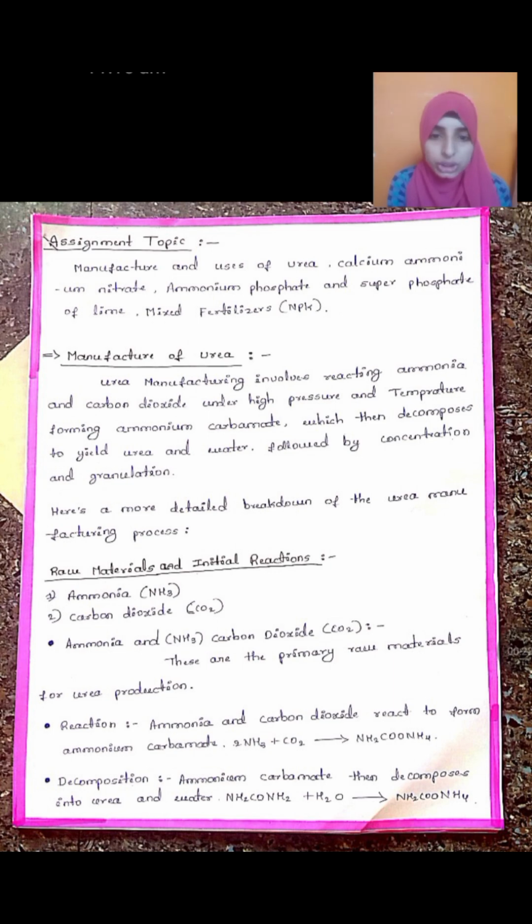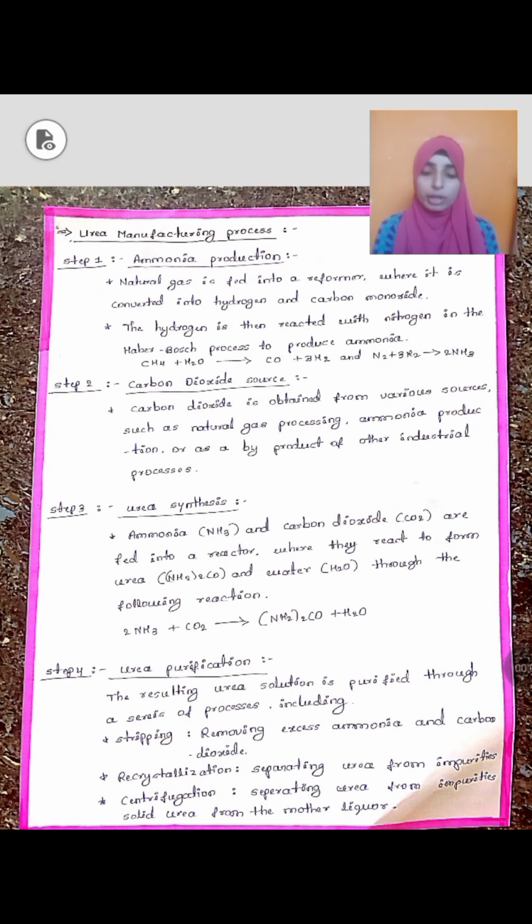Next, decomposition. Ammonium carbamate then decomposes into urea and water. NH2COONH4 gives NH2CONH2 plus H2O. Now discussing the urea manufacturing process. There are 6 steps involved.